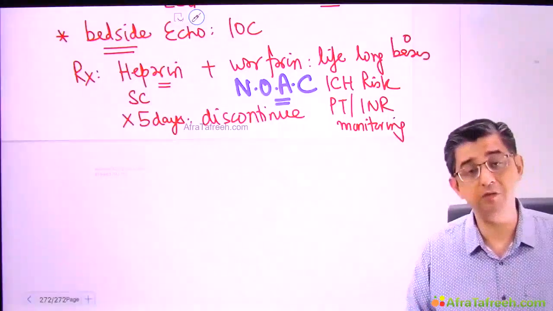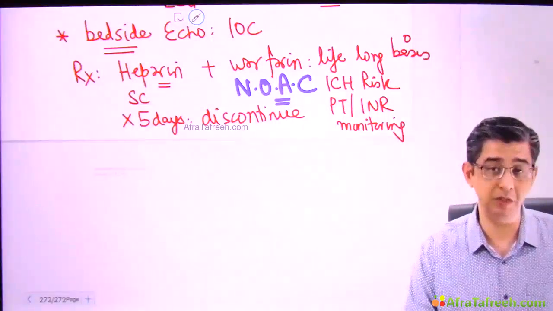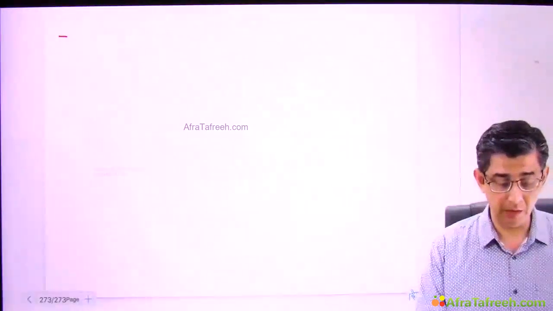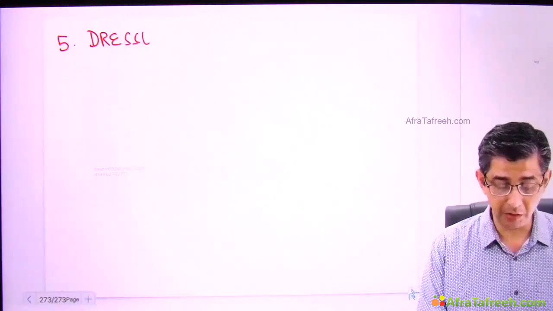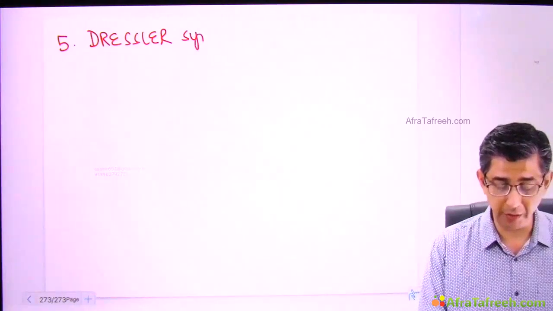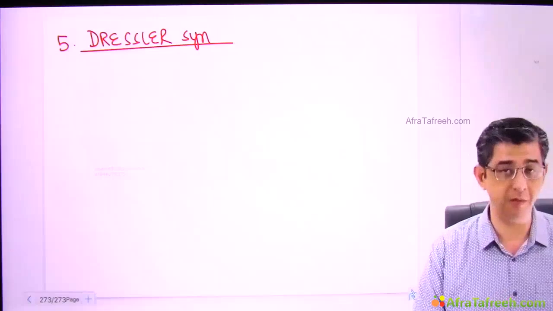So warfarin is definitely available and can be given to these patients. The subsequent complication of myocardial infarction that I'll be explaining to you is Dressler syndrome, and this complication will occur approximately 3 to 6 weeks after onset of MI.